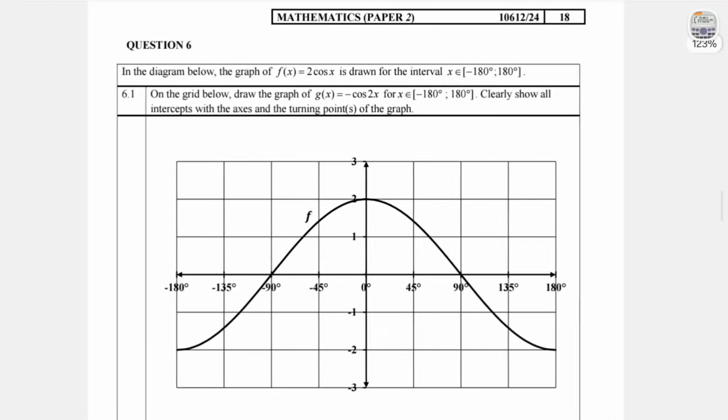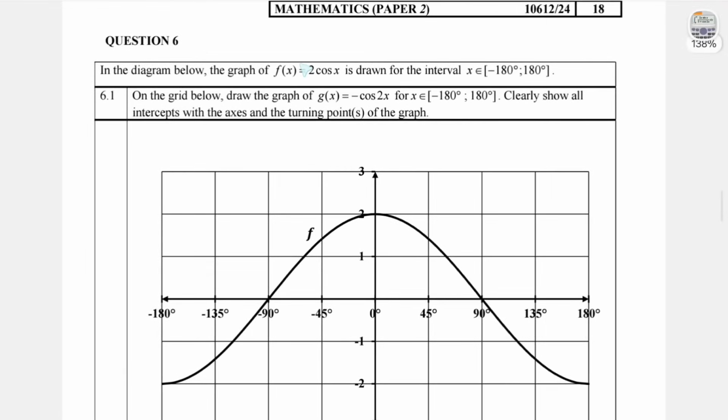Question 6 says, in the diagram below, the graph of f of x is equal to 2 cos x is drawn for the interval where x is an element of negative 180 degrees to 180 degrees. Also note that these are actual included x values. 6.1 says, on the grid below, draw the graph of g of x is equal to negative 2 cos x for where x is an element of still the same domain, and we need to clearly show all the intercepts with the axes and the turning points of the graph.